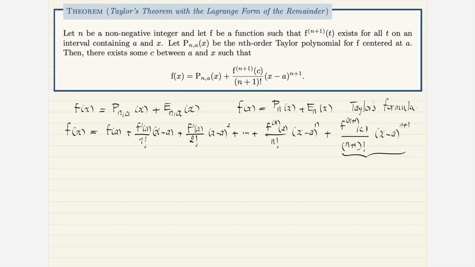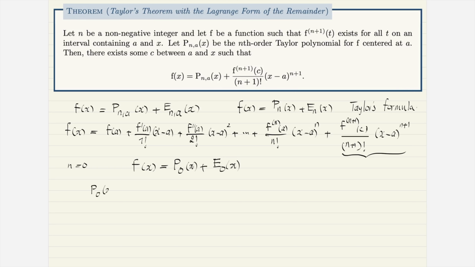So in principle, n is mentioned to be a non-negative integer, so let us take one special case where n is indeed 0 and write Taylor's formula. Taylor's formula will tell me that f of x is equal to p0 of x plus e0 of x.